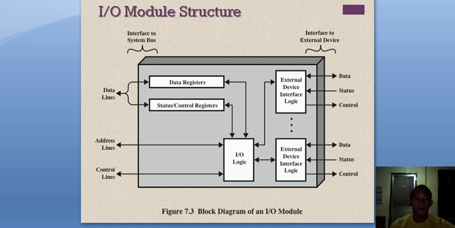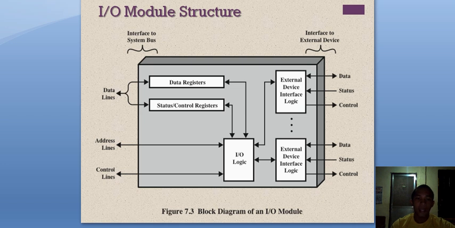Input-output modules vary considerably in complexity and in the number of external devices that they control. We will attempt only a general description. One specific device, the Intel 82C55A, is described in section 4. Figure 7.3 provides the general block diagram of an input-output module.